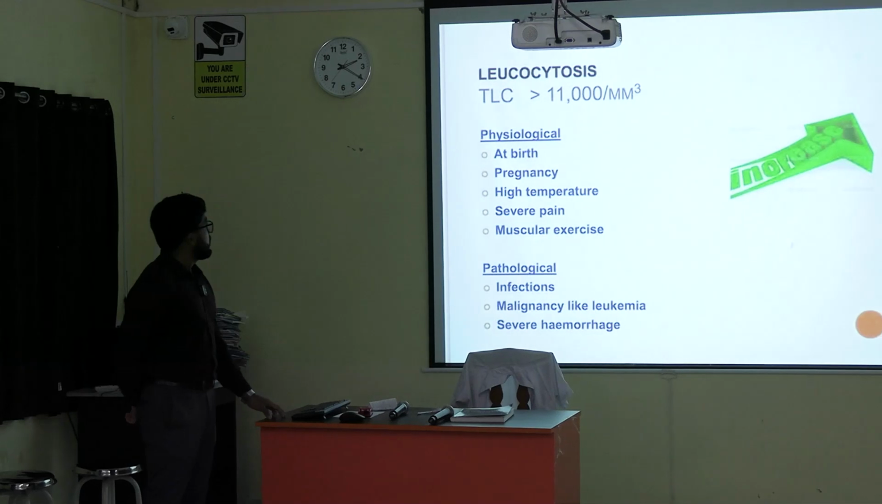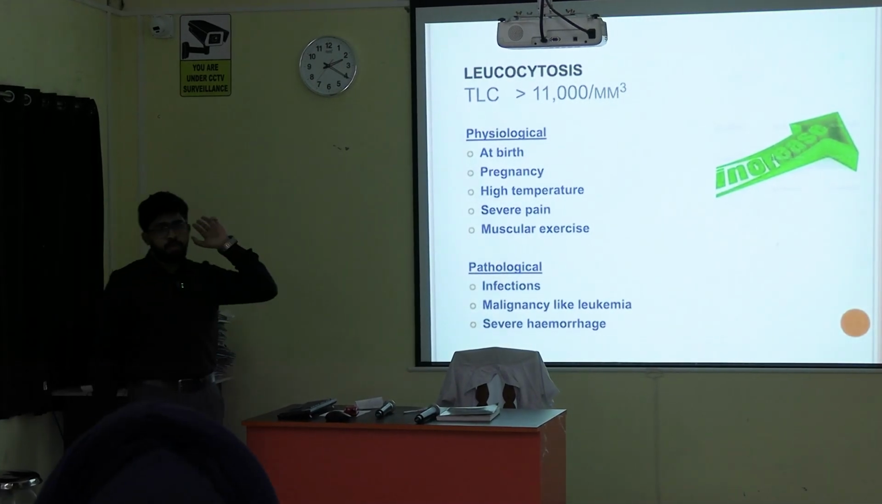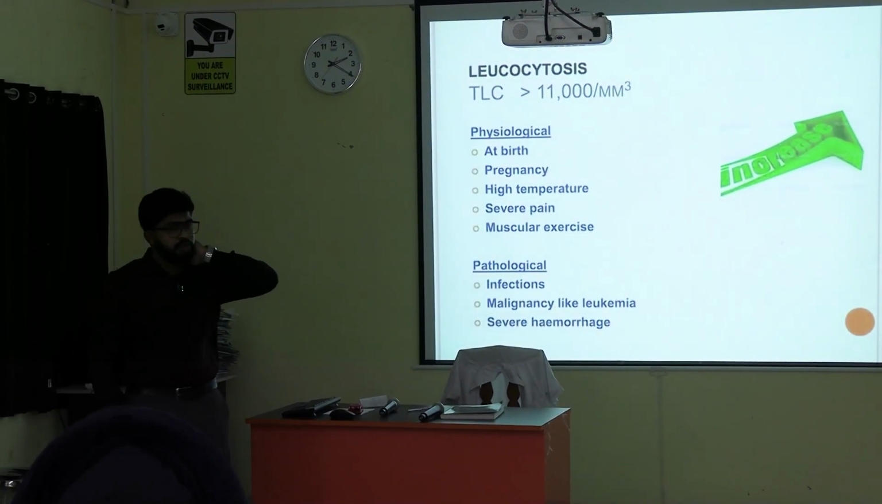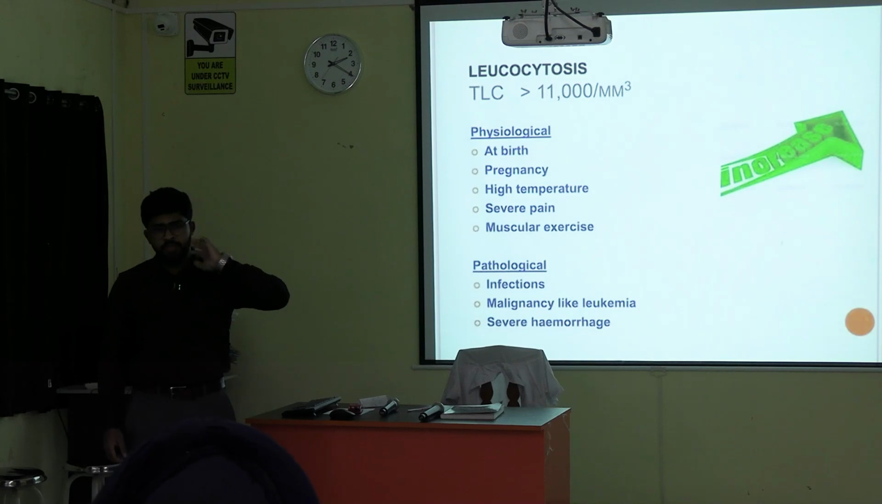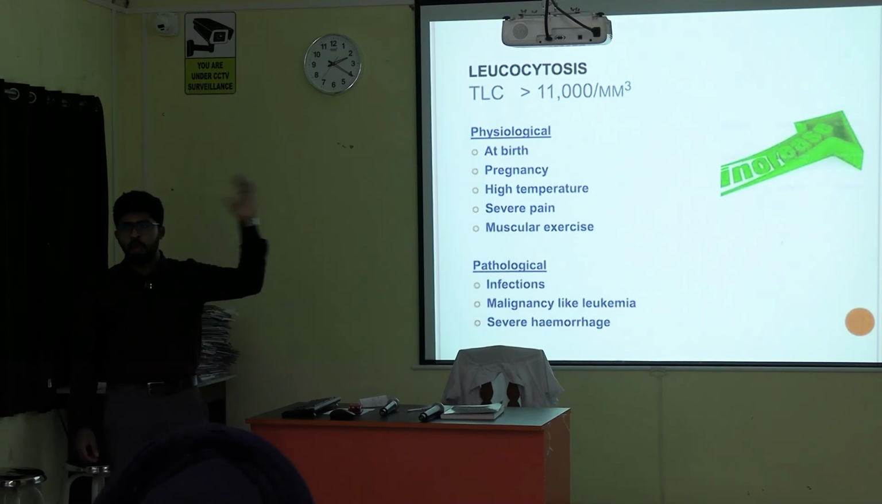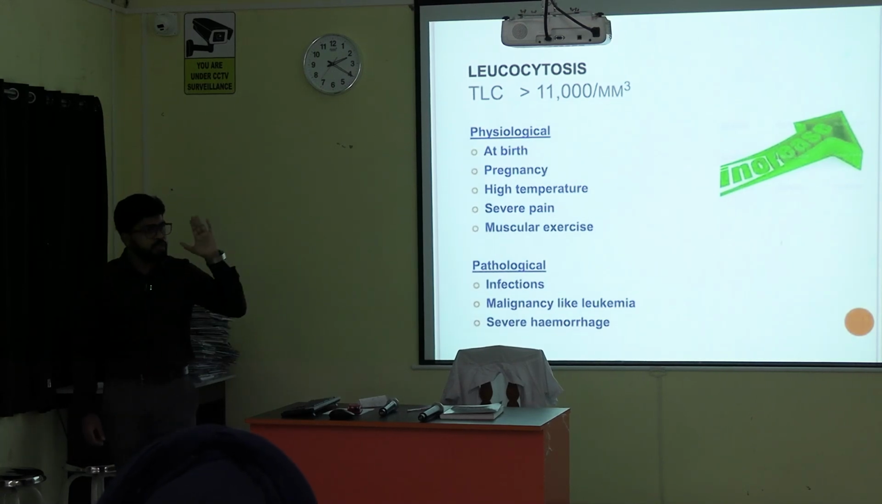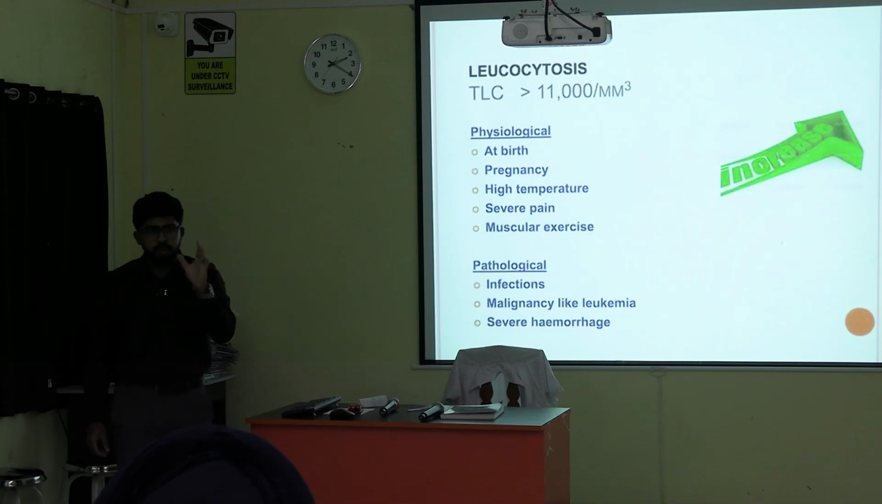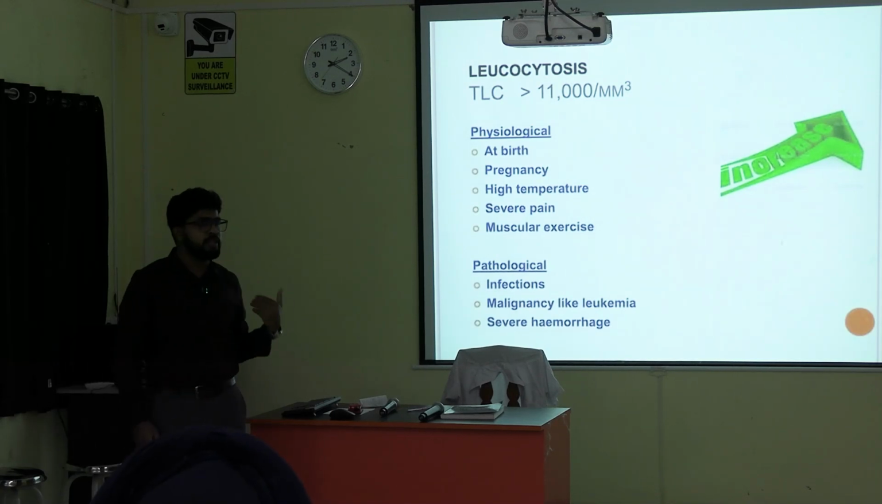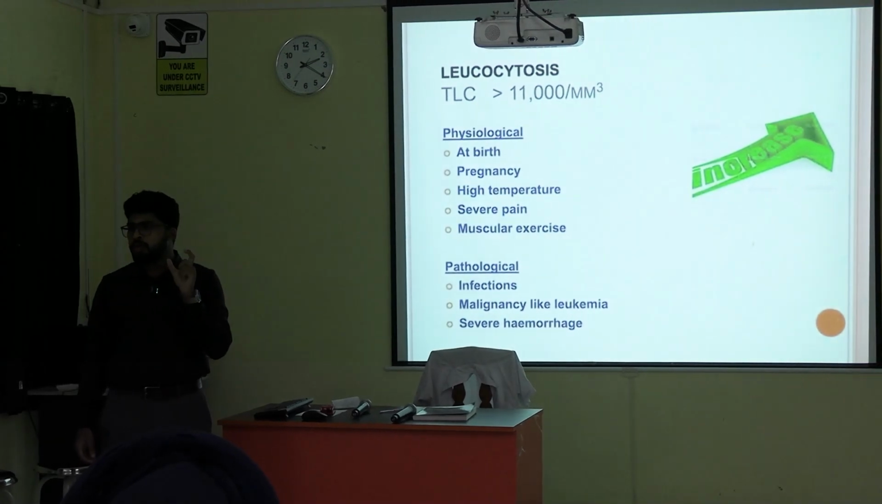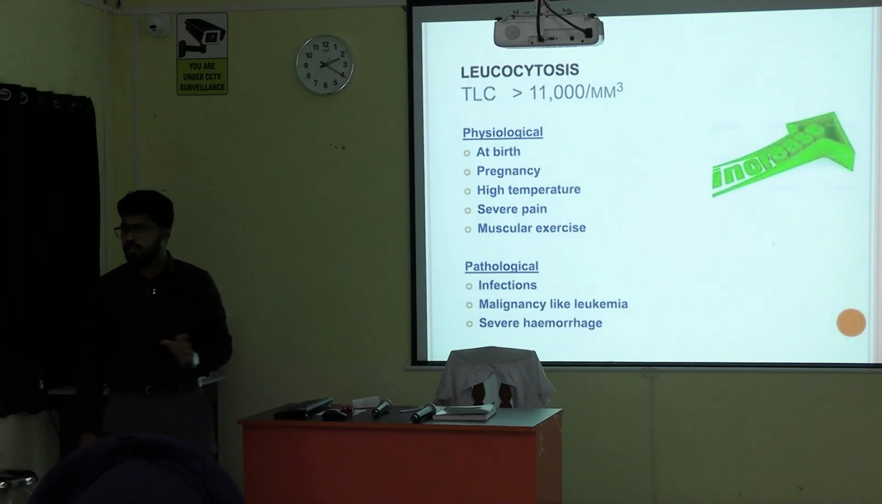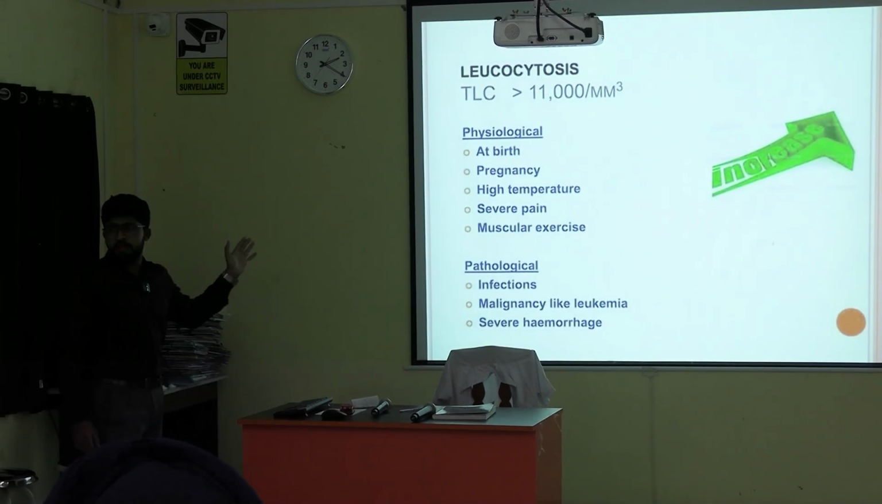Okay, so now what was the total count? 4,000 to 11,000, isn't it? So any WBC count which is beyond 11,000 is called leukocytosis, and any WBC count which is less than 4,000 is called leukocytopenia or leukopenia. So what are the causes of leukocytosis?